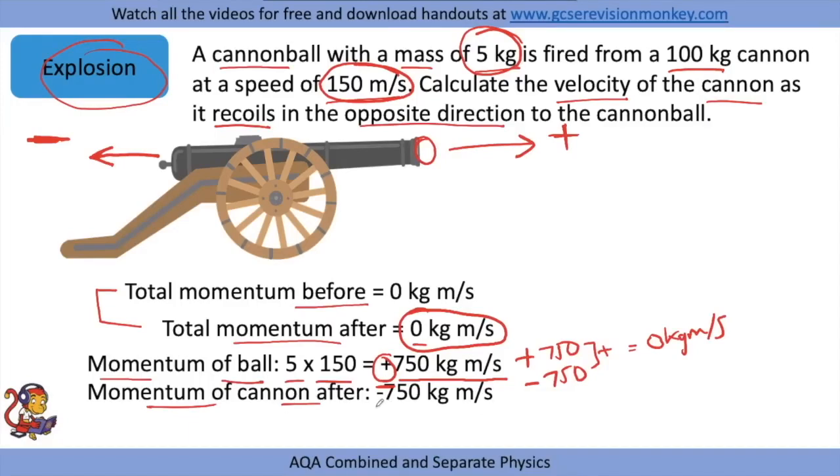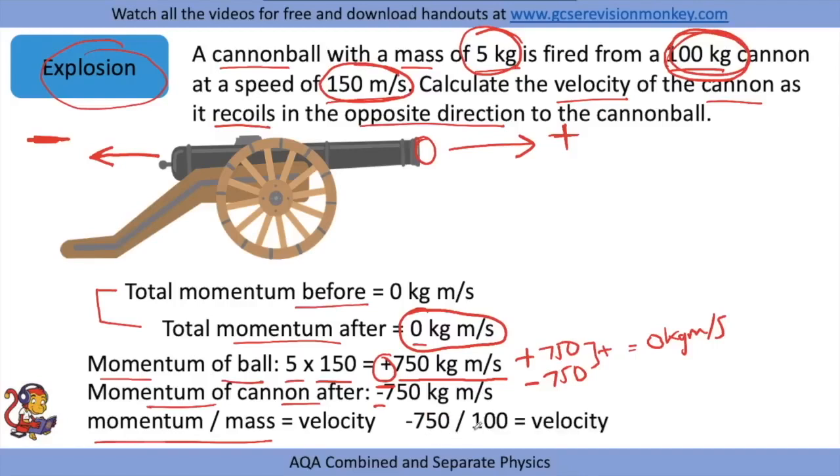So we know the momentum of the cannon afterwards is minus 750 kilogram meters per second, and if we rearrange the momentum equation, momentum divided by mass is the velocity. In the question, they've told us the mass of the cannon is 100 kilograms, so we get minus 750 divided by 100 to give us a velocity of minus 7.5 meters per second. And again, the minus is there just because velocity is a vector, so it gives us an indication of the direction that the cannon is moving in.